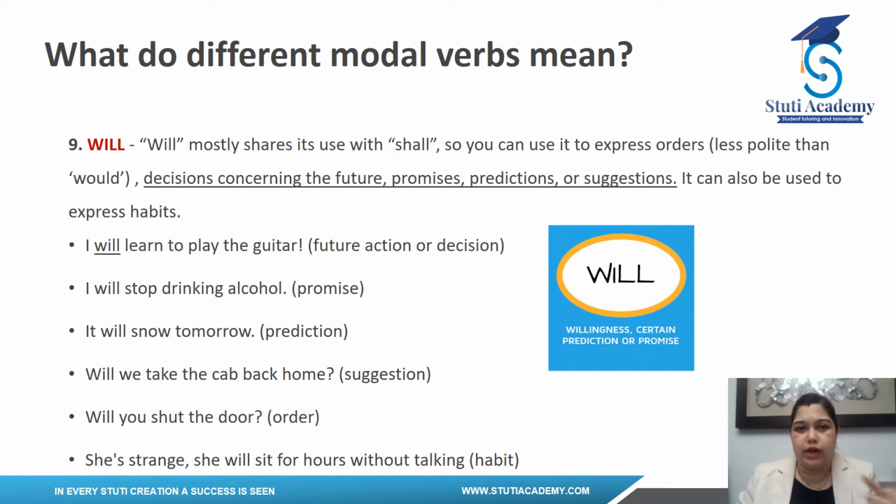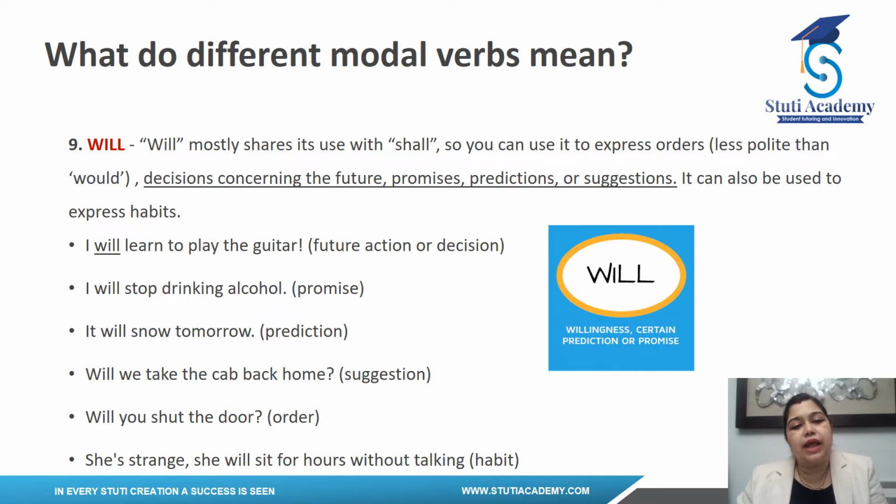Now the next one is will. Will, as I said before, has taken over shall. So will mostly shares the use of shall. So it is similar to shall. So it is used to express orders in a slightly less polite way than would. So decisions again concerning the future, promises, predictions, suggestions, and habits. So let's have a quick look at the examples.